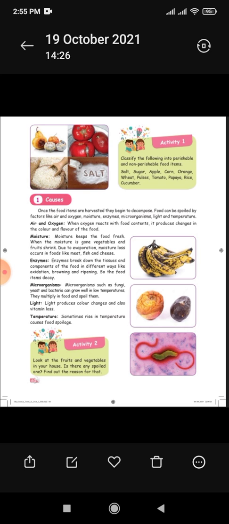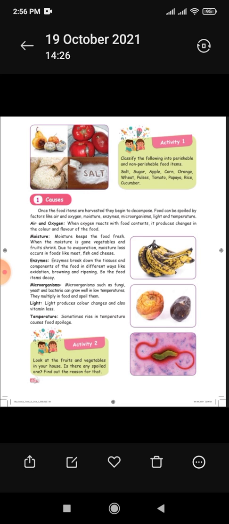The next one is microorganisms. We know what microorganisms are: fungi, algae. These are some microorganisms, right? These fungi can grow even at lower temperature, and these microorganisms can spoil the food. Then light and temperature. These are some causes for food spoilage.